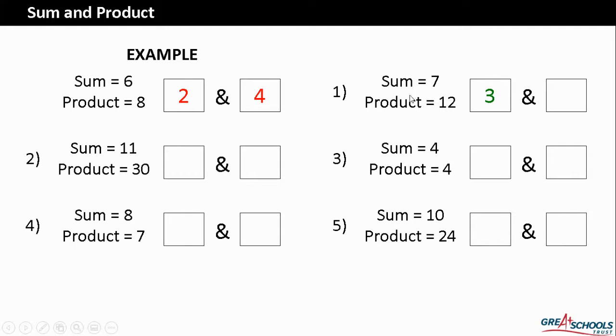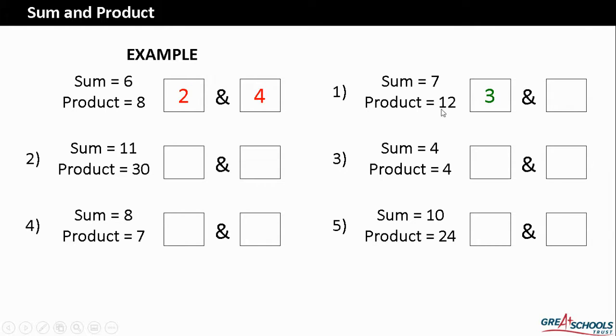Here I've started my next one. Sum is 7 and the product is 12. I've given you the first number, 3. So if we think about this, 3 plus something is 7, so that'll be a 4, and 3 times 4 is 12. Now when you're working these out, the best place to start is with the 12 in this case.